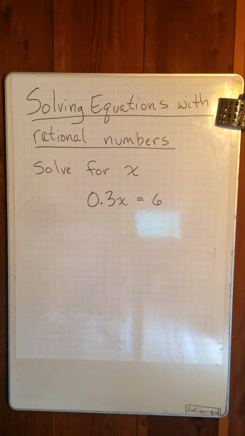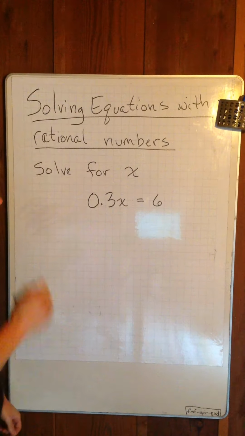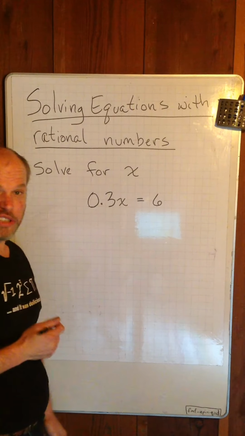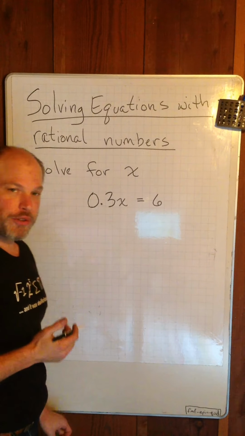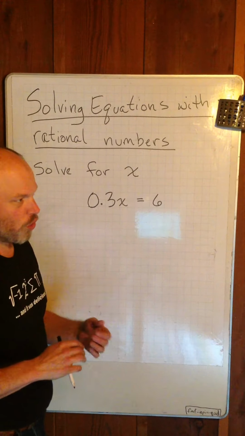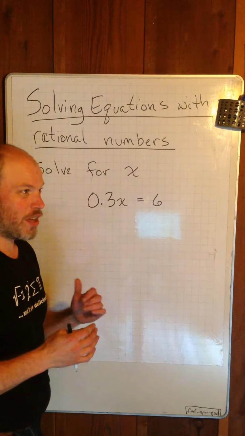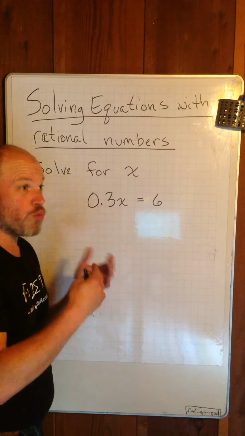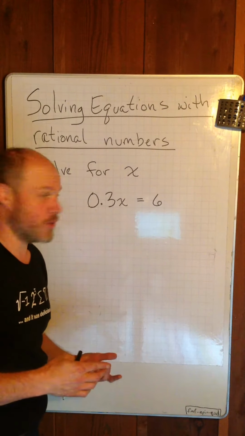Hi friends, today we're going to solve an equation with a rational number in it. Remember, a rational number is any number like a fraction or a decimal. It's any number that can be expressed as a ratio between two numbers.